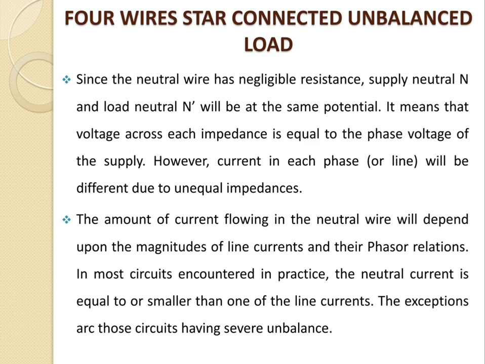Second point, the amount of current flowing in the neutral wire will depend upon the magnitudes of the line currents and their phasor relations. In most circuits encountered in practice, the neutral current is equal to or smaller than one of the line currents. The exceptions are those circuits having several unbalanced conditions. So these are the points that we can get from the 4-wire star connected unbalanced load.